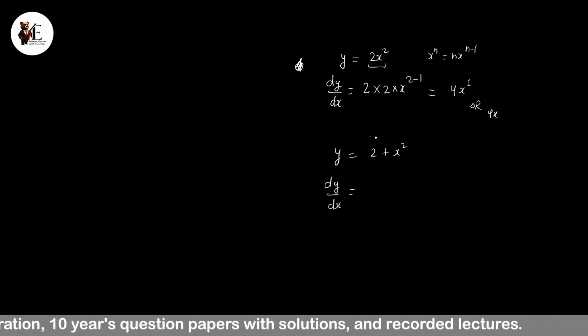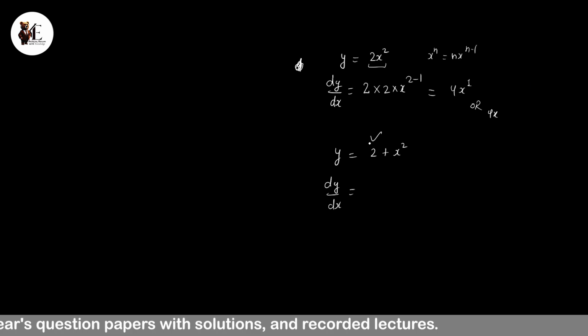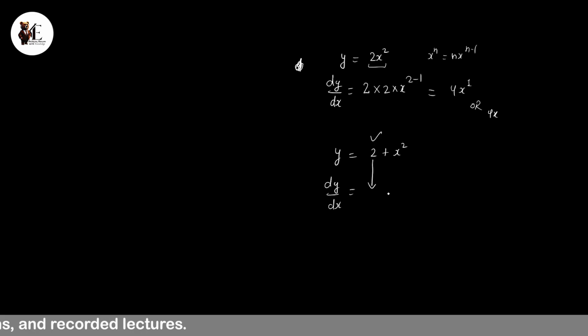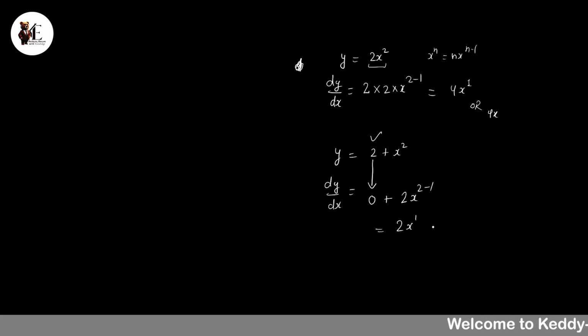But if the constant is not in multiplication with the variable, like in this one, then this will act as the constant. So 2 is a constant, and we just covered that the differentiation of a constant term is always 0. So the differentiation of 2 is 0, plus, and then we apply the formula to x squared: 2x raised to the power 2 minus 1, that is 2x raised to the power 1, or you can write it as 2x.